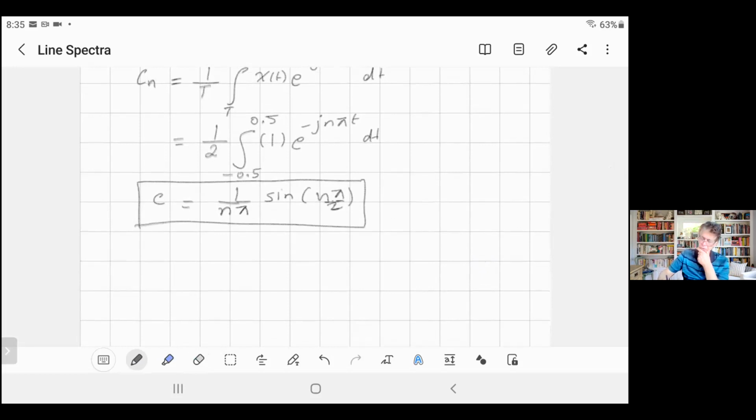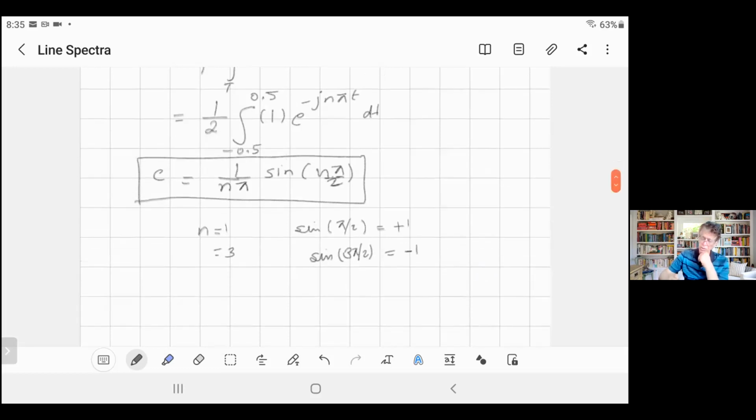Well, let's refresh our memory. Just try some numbers. If n is equal to 1, what will you get? Sine pi over 2, which is equal to positive 1. If you choose another odd number, 3, you'll find 3 pi over 2, and you know that sine 3 pi over 2 is equal to minus 1. So when you have an odd number, it will be alternating between positive 1 and negative 1.